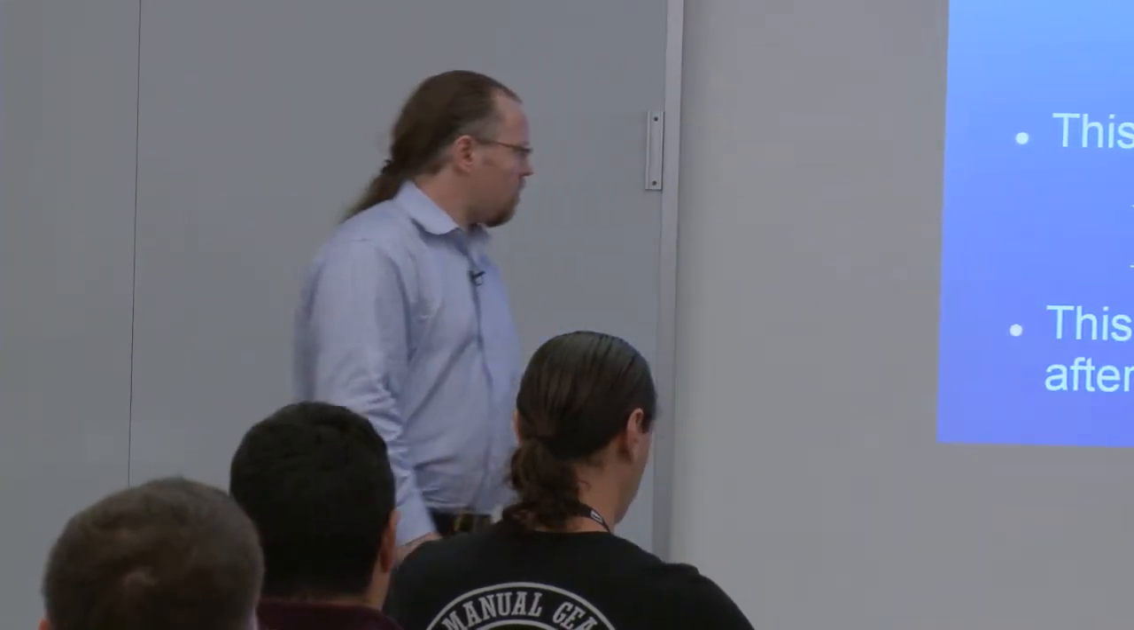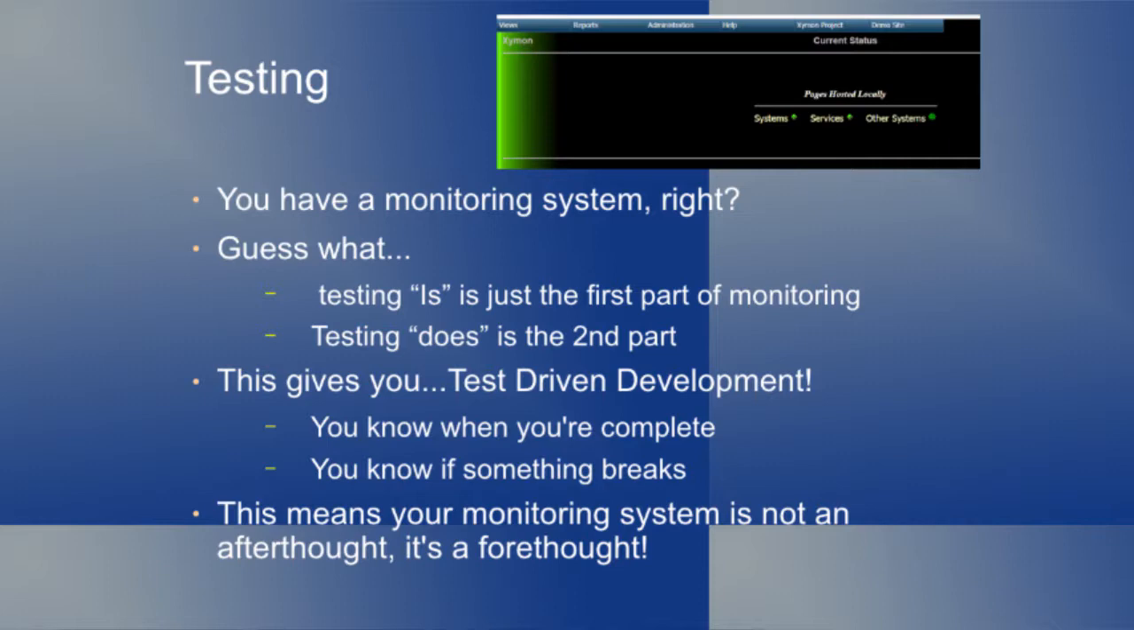And incidentally, if I break something, something turns red, and I know about it. So test-driven development is a very efficient way of, again, reaching the end goal sooner. This means your monitoring system is not one of the things you throw on after your infrastructure is up. It's not an afterthought to make sure it's still going. It's a forethought: how am I going to measure this and monitor it throughout?